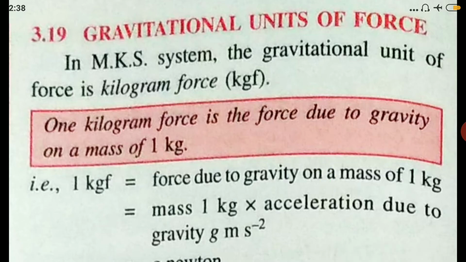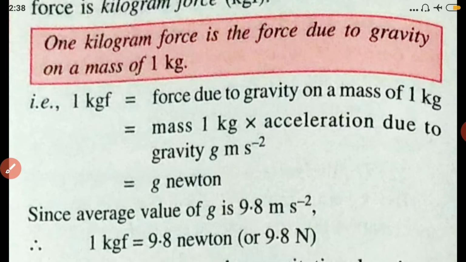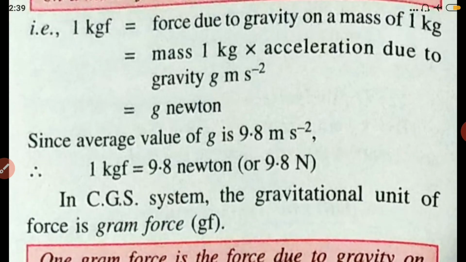Suppose acceleration due to gravity for a place is g meter per second square. Hence we shall get g Newton. So 1 kgf equals g Newton, where g is the value of acceleration due to gravity of a place. Suppose the acceleration due to gravity of a place is 100, then 1 kgf will be equal to 100 Newton. Suppose in a place the acceleration due to gravity is 10, then 1 kgf will equal 10 Newton. On the surface of the earth, the approximate value of g is 10, therefore 1 kgf equals 10 Newton for the surface of the earth. Since the average value of g is 9.8 meter per second square, therefore 1 kgf equals 9.8 Newton. For simplicity, we can take 10 Newton also.